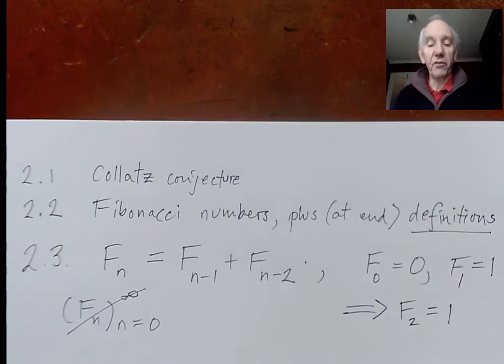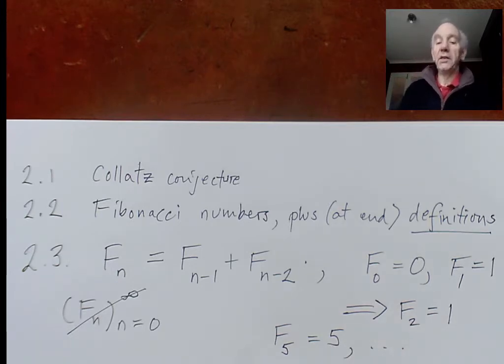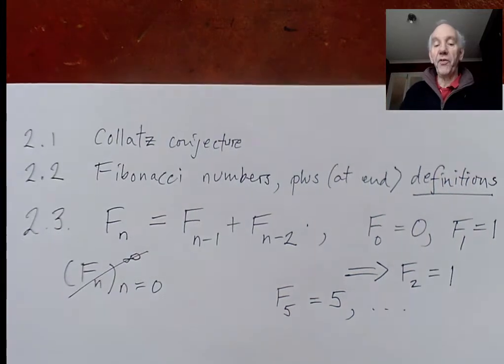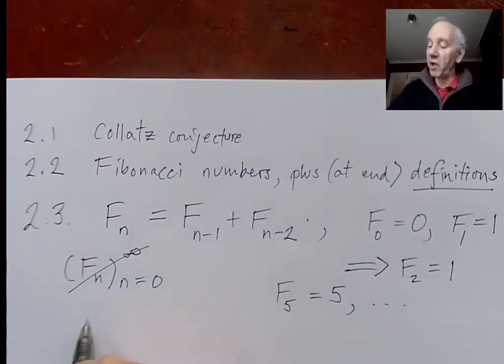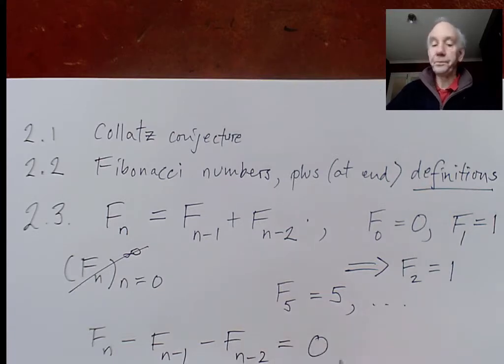And I did a table of these in the introduction. For example, F5, the one I remember is that F5 is equal to 5, Fn is equal to n in that particular case, and so on. So these are the Fibonacci numbers, and we can also write the recurrence relation as Fn minus Fn minus 1 minus Fn minus 2 is equal to 0.